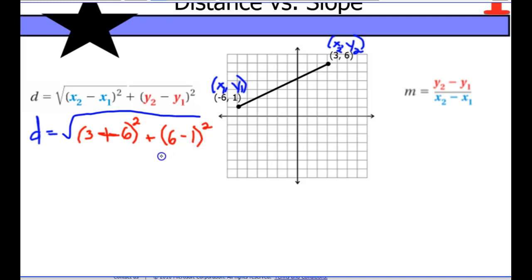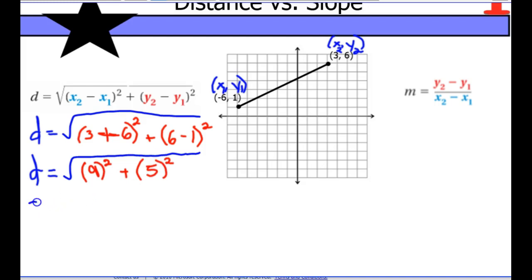So what we need to do first is we need to do everything inside our parentheses. So we have D, for distance, equals the square root of, inside our parentheses, 3 plus 6. So 3 plus 6 then is 9. And we still have a squared sign above that. Plus 6 minus 1, which is 5. And we have a squared sign above that.